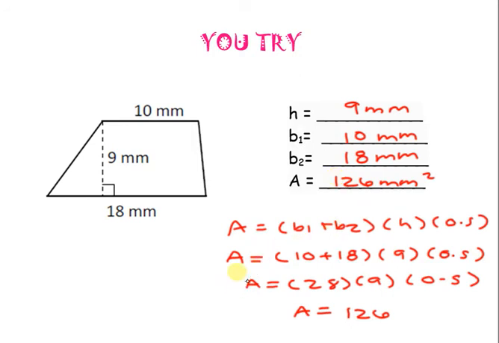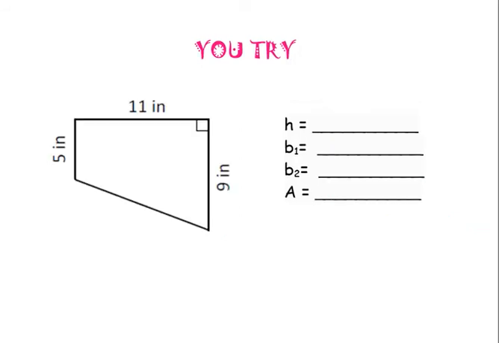Alright, for this trapezoid you should have gotten 126 millimeters squared. And again, if that's not something that you got, go back through my work and figure out where you went wrong. Did you plug in the bases wrong? Did you forget to multiply times 0.5? So go back and check my work, because if you showed your work properly, our work should match every step of the way. Alright, try this one here.